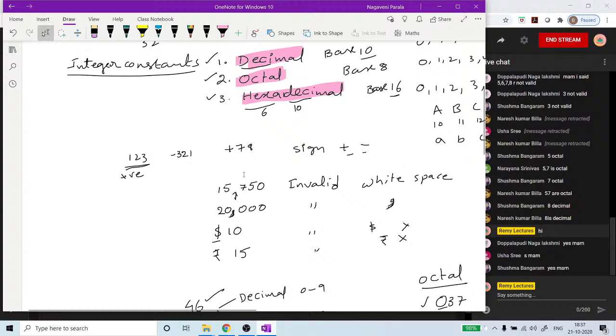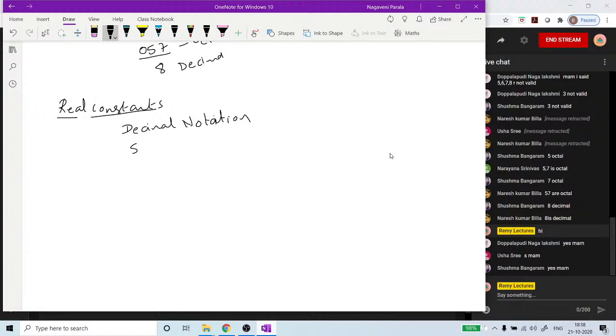So what are real constants? We will see. So now I am going to write the real constants. Real constants can be represented in two ways: decimal notation and scientific notation, or exponential notation.